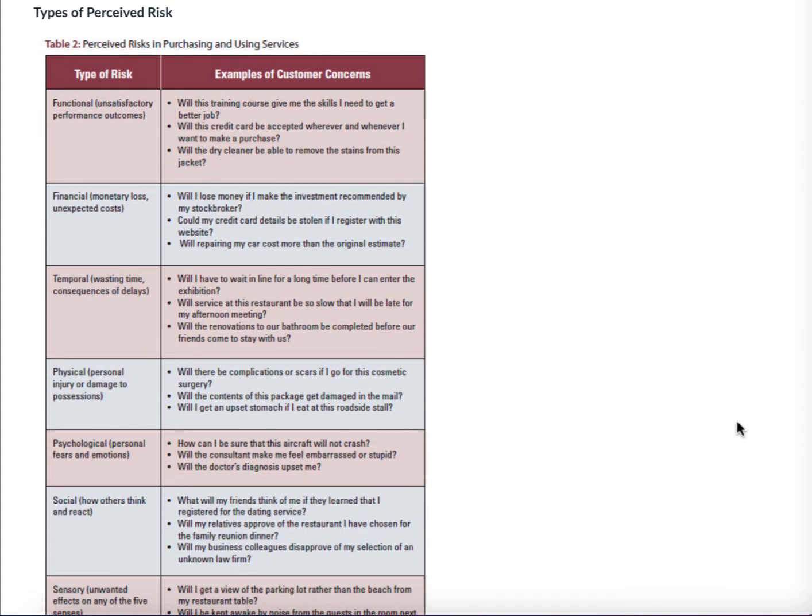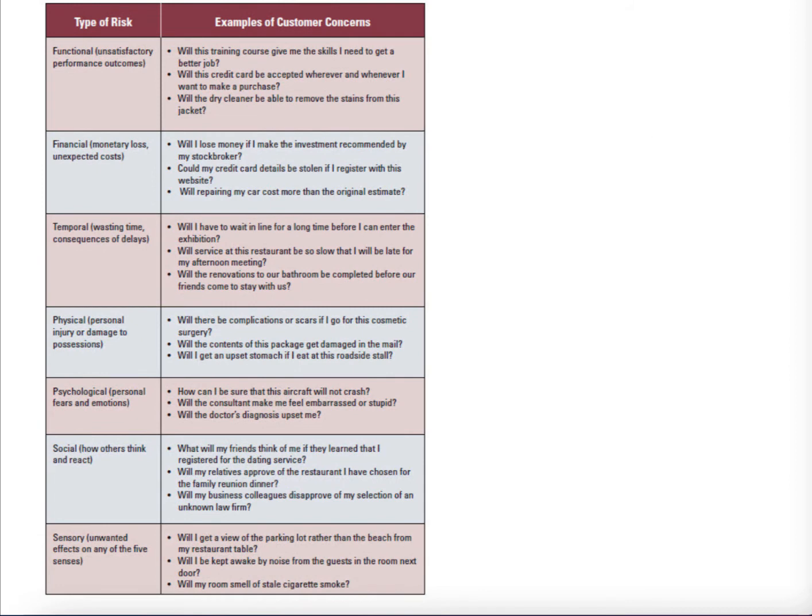Let's go back to the smartwatch example. Imagine you're thinking about buying a new brand of smartwatch. What are some of the risks you might identify? Why might you not buy this watch? Well, for one, you might be worried that it won't work once you buy it. This is known as functional risk. It's a pretty basic form of risk. Will the product do or not do what it promises to do?